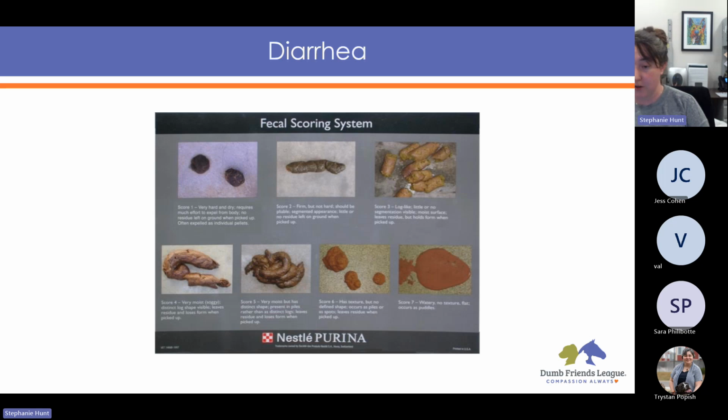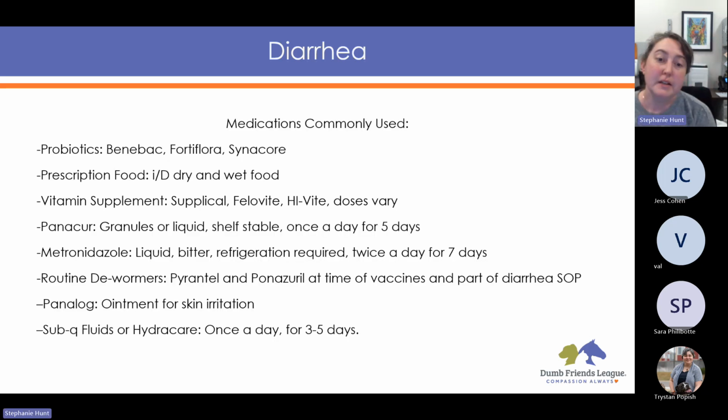That's when we want to do intervention and start treatment. There are a lot of medications that we use for diarrhea, both to address the diarrhea, but also to give support to the animal. So probiotics, which we touched on with upper respiratory infections, we have Binabac, which is a waxy probiotic that you can give orally.